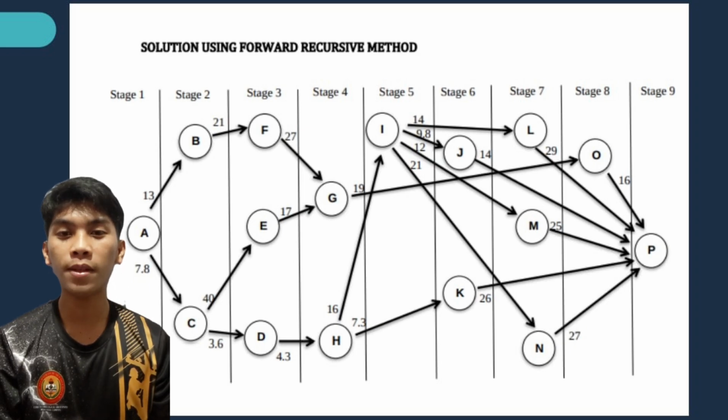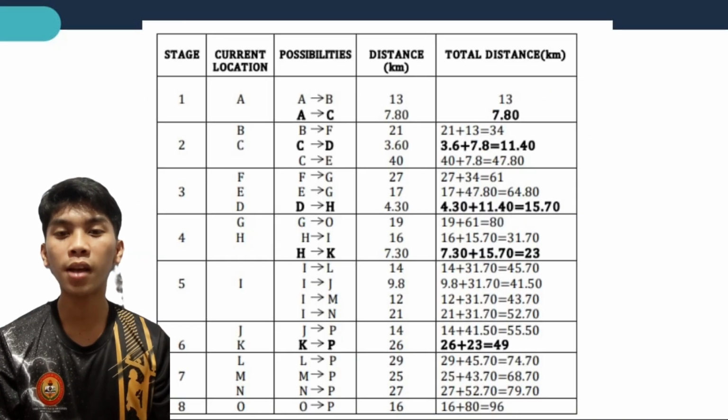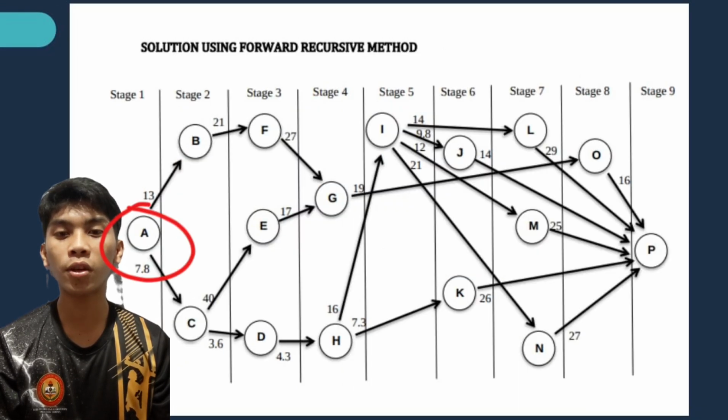Hello everyone, I am Sherwin T. Caoba, and now I am discussing how to solve this problem using the forward recursive method. So this is our table in solving the forward recursive method. Start at the initial stage, which is our A, stage 1, and work forward toward the final stage, which is our P, stage 9.